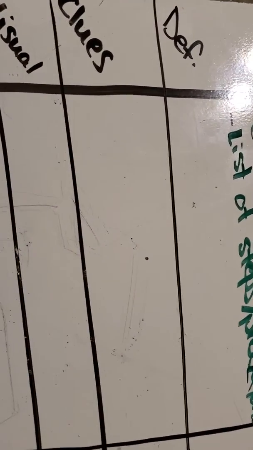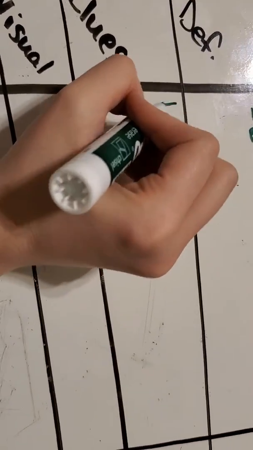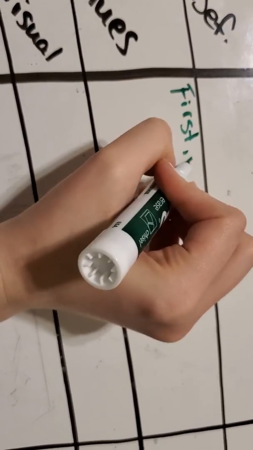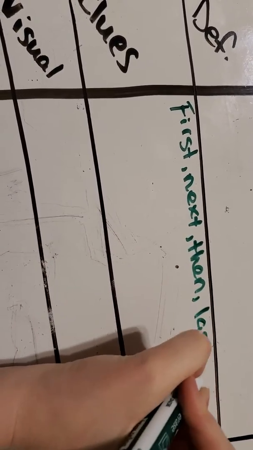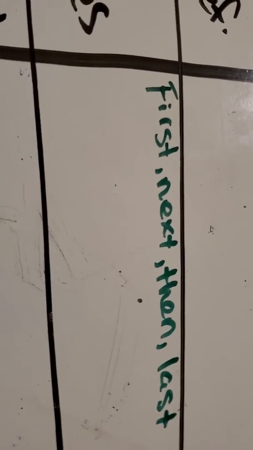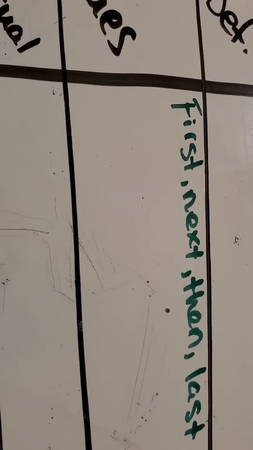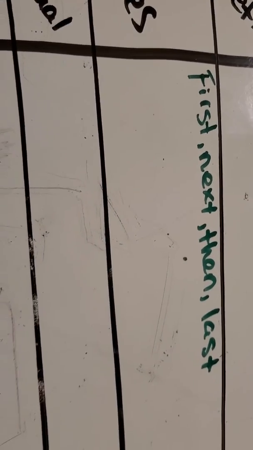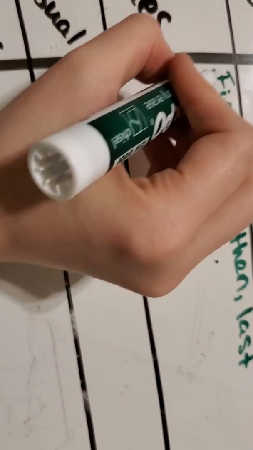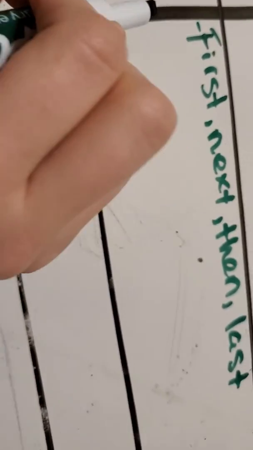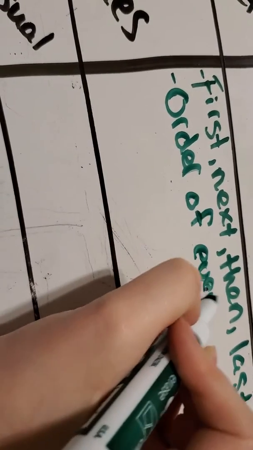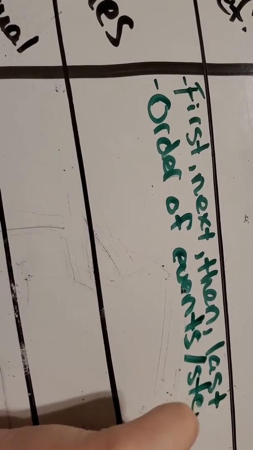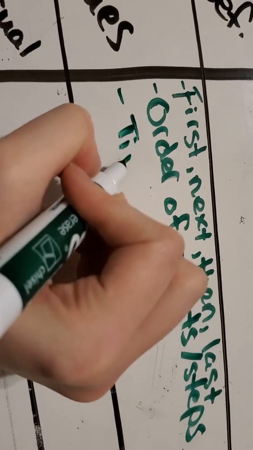So your clues, look for first, next, then, last. Your time order words, right? So look for words that are going to show you when something is happening. So look for things like order of events or steps. Is it a timeline?